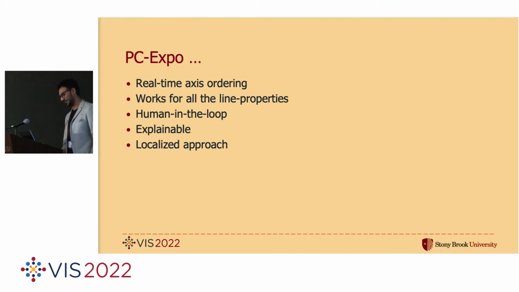Okay, so that was all for PC Expo. I can conclude with a few key takeaways. We present PC Expo, which is a real-time axis ordering system, works for all the line properties, supports human-in-the-loop interactions, and is explainable with a localization approach.